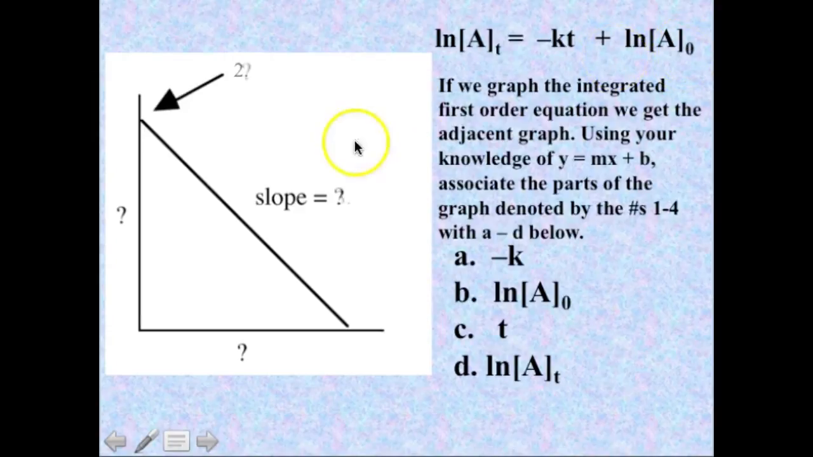Okay, how about the slope? What's that going to be? Y equals mx plus b, where m is the slope, so it's minus k. And finally, t is going to be the abscissa, the horizontal axis.